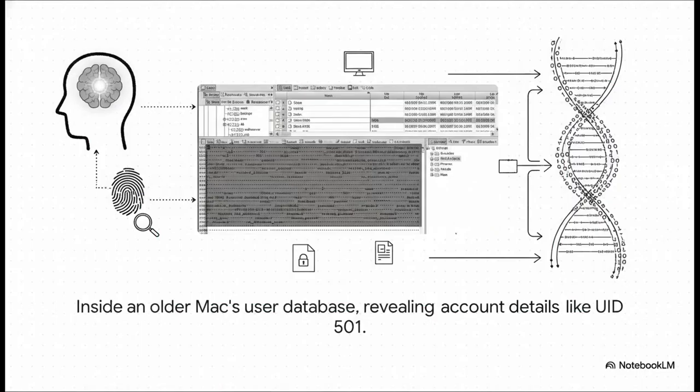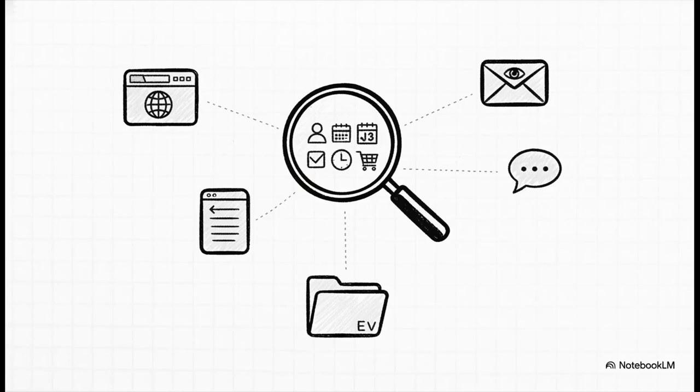This is the raw data from an older Mac's user database. You can see it all right there, the user's name, their home folder, and their unique user ID, in this case 501. That number is like the digital DNA that ties this specific person to all of their actions on that computer. Think about it this way.